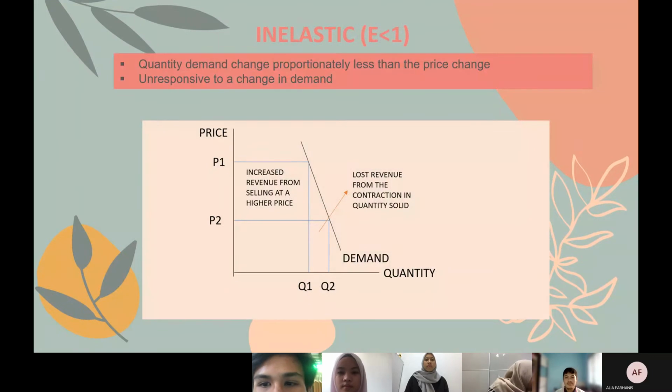Okay, next is inelastic demand. PED below 1. Quantity demanded changes proportionately less than the price change, unresponsive to a change in price. Following a change in price, the total revenue earned by the producing firm will depend on the PED for its product. If the coefficient of PED is below 1, a rise in market price, for example from P1 to P2, will lead to an increase in total revenue. Okay, next.